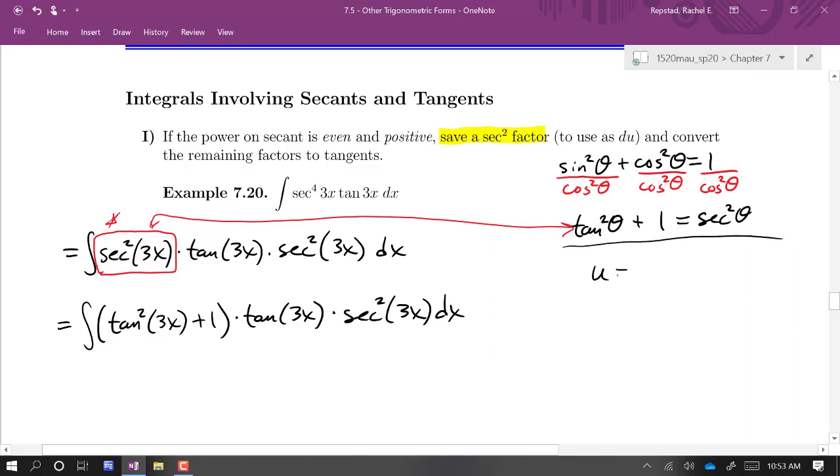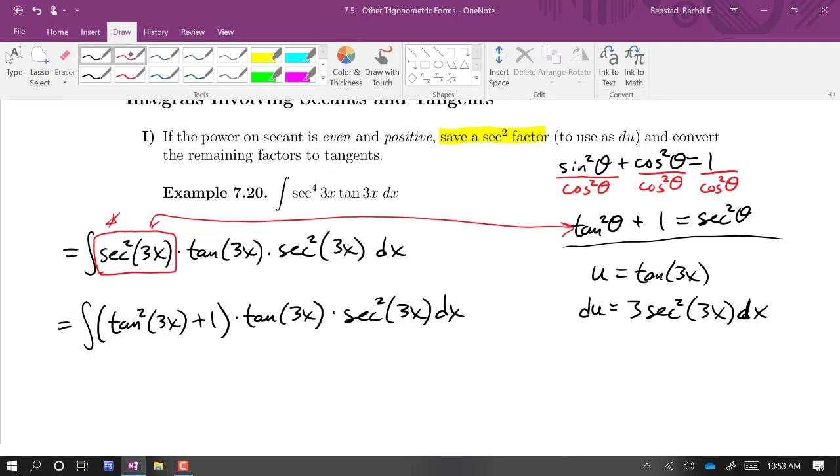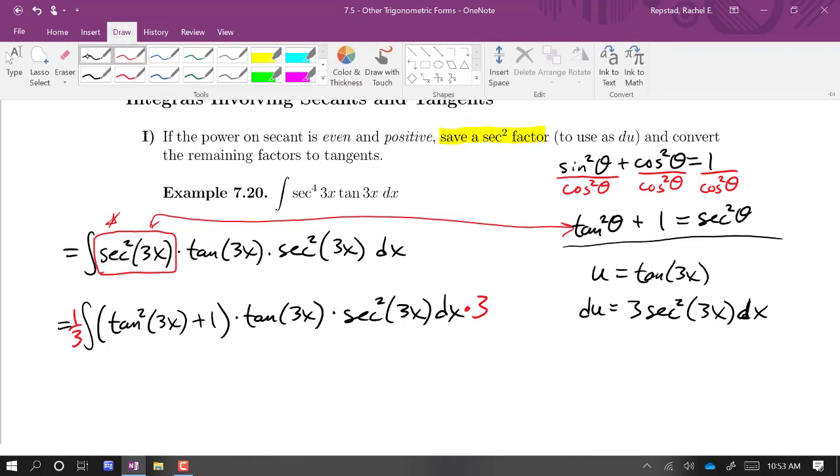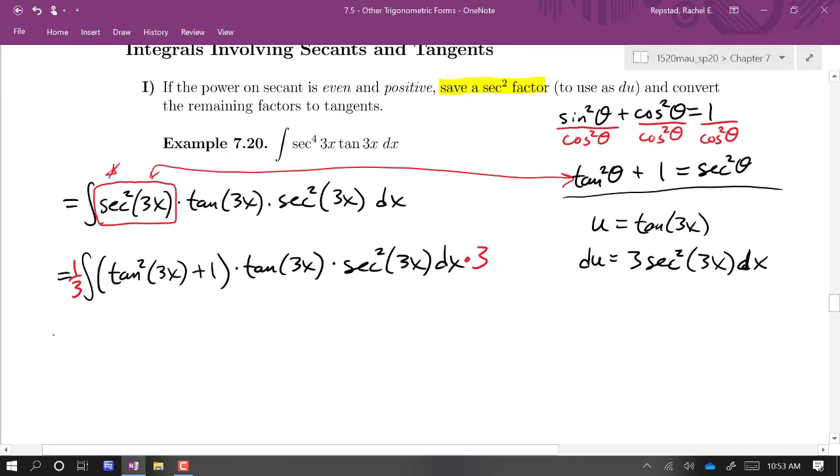We're going to let u equal tan 3x, and then we're going to find du. Don't forget about the chain rule. du is 3 times secant squared 3x dx. That factor of 3 comes from applying the chain rule. So I need a factor of 3. That's fine. I'm going to throw that in. Compensate outside. Now I'm going to make my substitution. I've got 1/3 times the integral, in parentheses, u squared plus 1. And then here's another factor of u. And then at the end, there's my du.